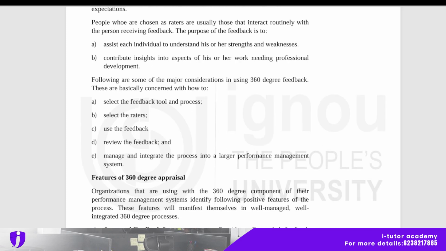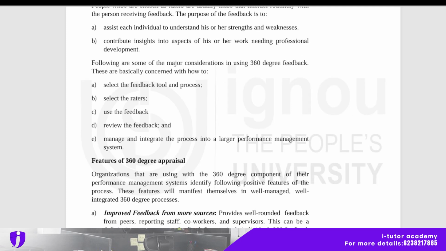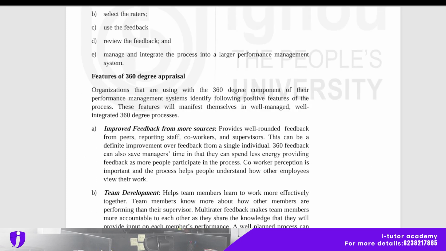And following are some of the major considerations in using 360-degree feedback. These are basically concerned with how to select a feedback tool and process, select the raters, use the feedback, review the feedback, and manage and integrate the process into a larger performance management system.